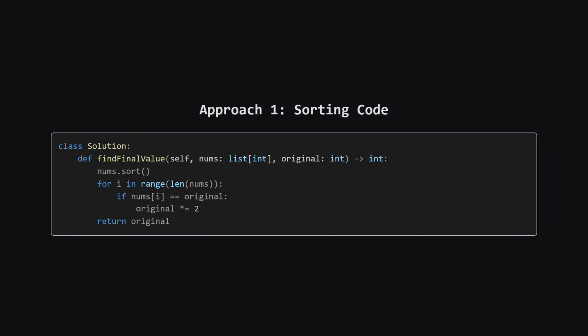First, you can see we call the sort method on our list nums. This puts all the numbers in ascending order. Then, we start a simple loop that goes through each number in the now sorted list. Inside the loop, we just have one check. Does the number we're currently looking at equal our original value? If it's a match, we just double original right then and there. Because the list is sorted, this works perfectly. After the loop finishes checking all the numbers, whatever value original holds is our final answer, so we return it.